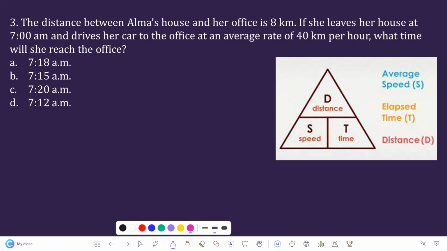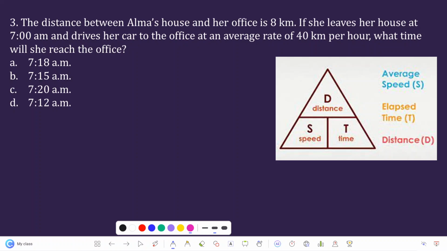Item number 3. The distance between Alma's house and her office is 8 kilometers. If she leaves her house at 7 o'clock a.m. and drives her car to the office at an average rate of 40 kilometers per hour, what time will she reach the office? A. 7:18 a.m. B. 7:15 a.m. C. 7:20 a.m. or letter D. 7:12 a.m.